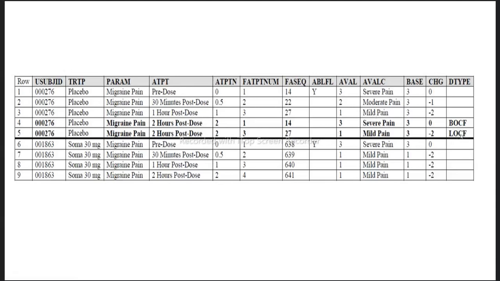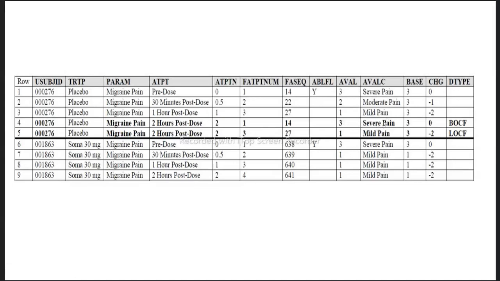Along with this, when the baseline flag is equal to Y, whatever the eval and eval C are, get that one also. Now when we have the baseline flag equal to Y, what is the eval value? 3. And what is eval C? Severe pain. Now with the 3 and severe pain, I am creating one more record.